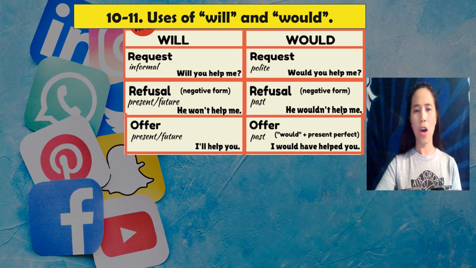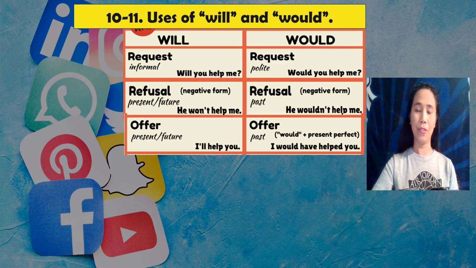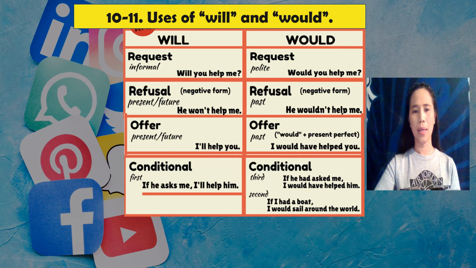Another way is offer. In the present and future, we can use will. And in the past, we can use would. Example, I'll help you. That is in the future. And for the past, we can say, I would have helped you. Conditional. We can say, if he asks me, I'll help him. So there's a condition. And you can also say, if I had a boat, I would sail around the world. So there's a condition. That's why it had not happened yet. But it should have happened if the condition was met.